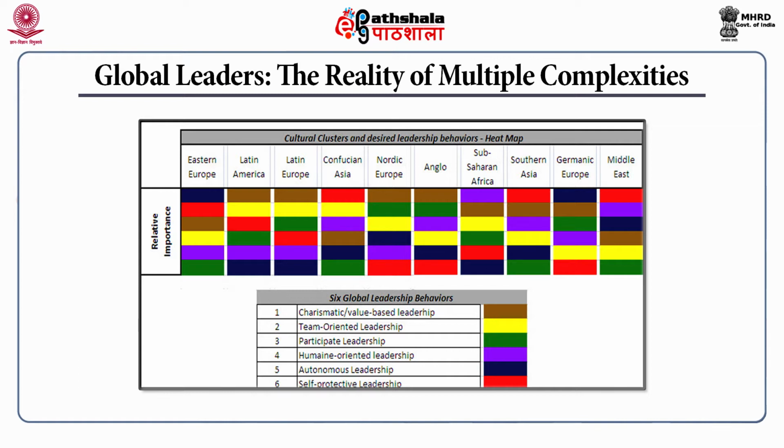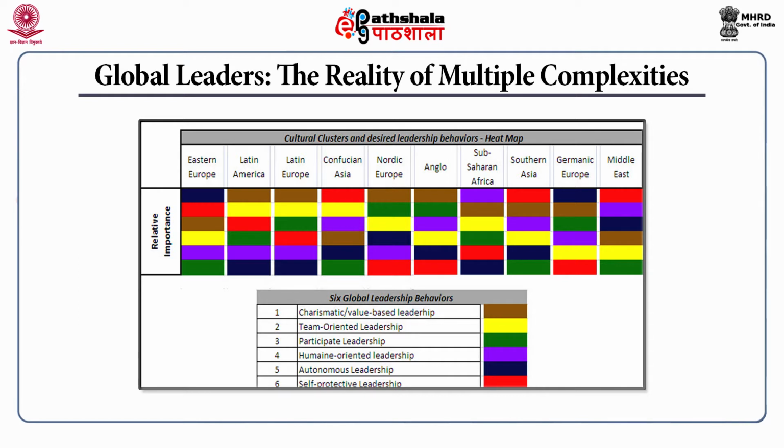Then there are different clusters which are shown in this diagram. And then we have showed the relative importance of these styles in different clusters. If we talk about the first cluster, which is Eastern Europe, the most important is autonomous leadership. The second importance is given to self-protective leadership. On the third falls the charismatic leadership. On the fourth, we have team-oriented leadership. On fifth, very less importance has been given to humane-oriented leadership, and least important is participative style.